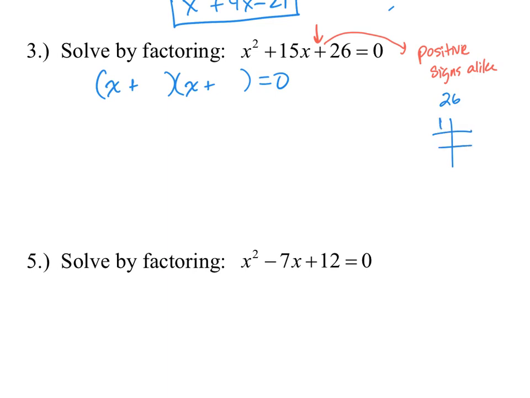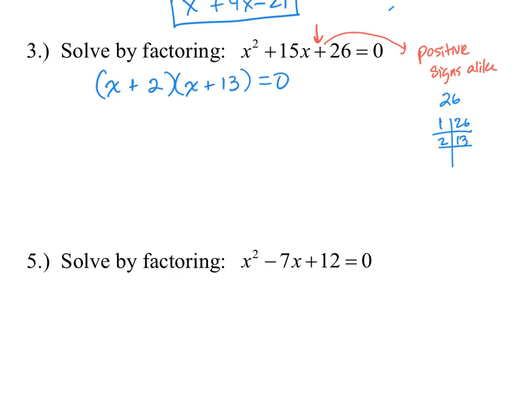So for example, 1 and 26, well that's not what we're looking for because they don't total 15. So let's try another set of factors. How about 2 and 13? Bingo, that's what we needed. 2 and 13, when you multiply those two numbers, you get 26. When you add them, you get 15. So we're going to write x plus 2 times x plus 13 equals 0.